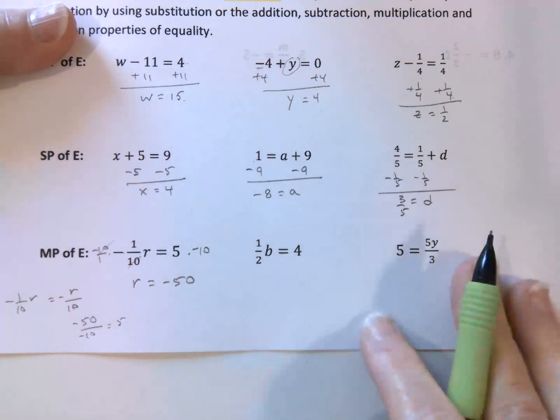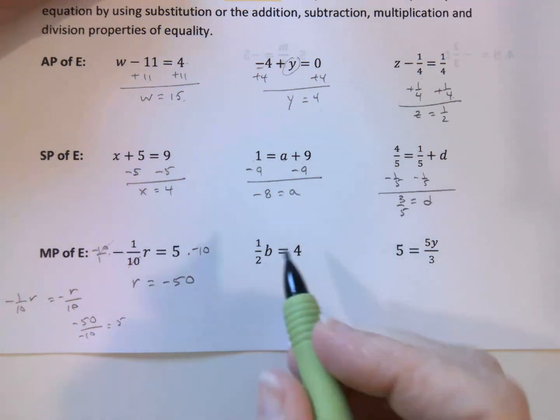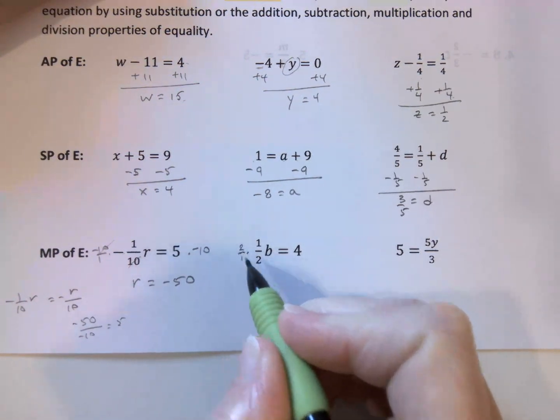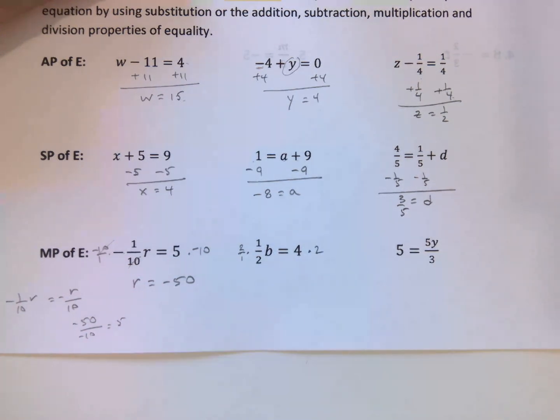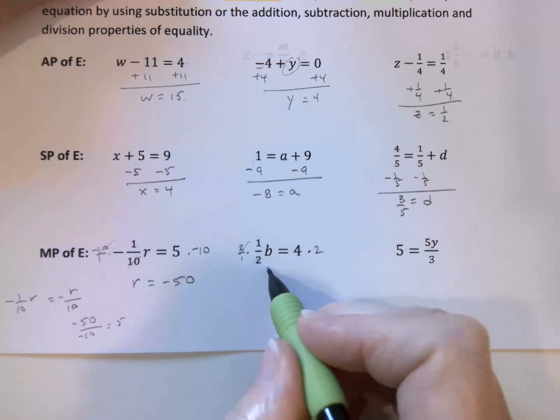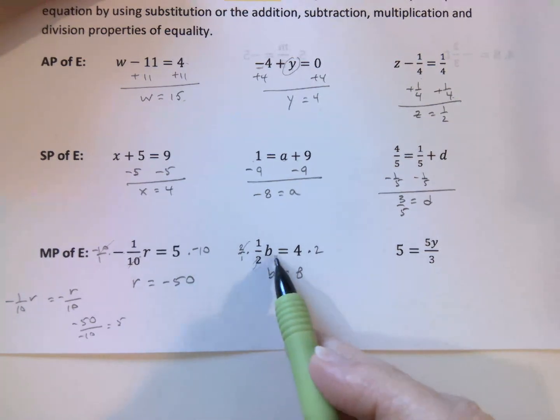Again, for this one, the reciprocal of 1/2 is 2, or 2 over 1. I write it as 2 over 1 on the side that has the fraction, but I just write it as 2 on the side that doesn't have the fraction. So I end up with b is equal to 8. So 1/2 of 8 is 4.